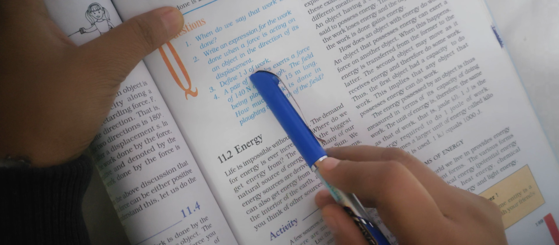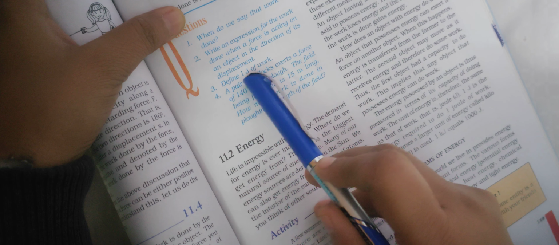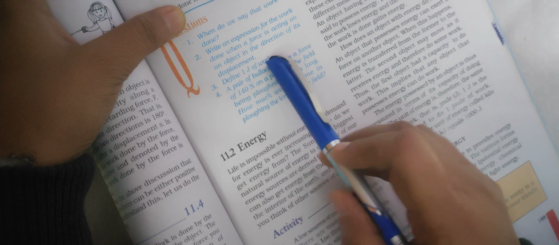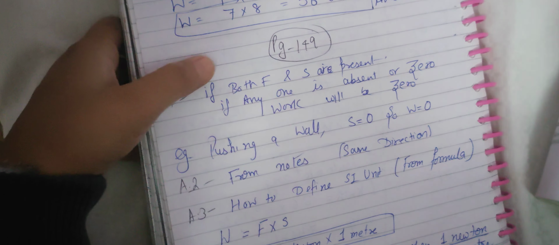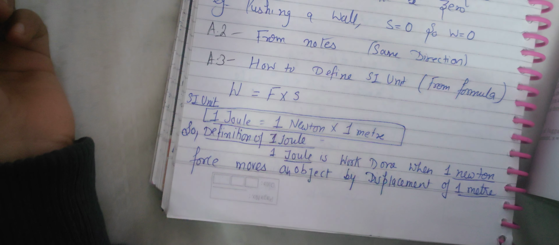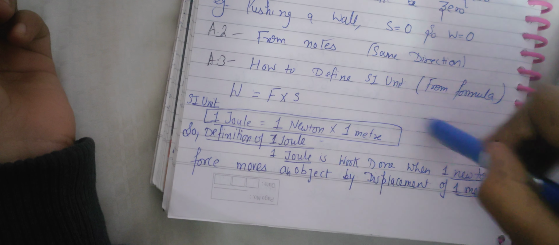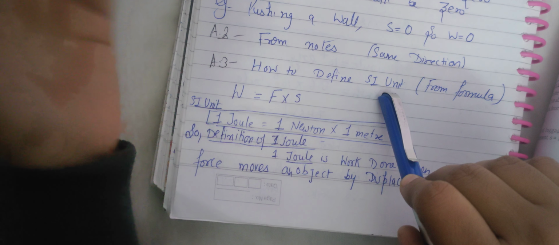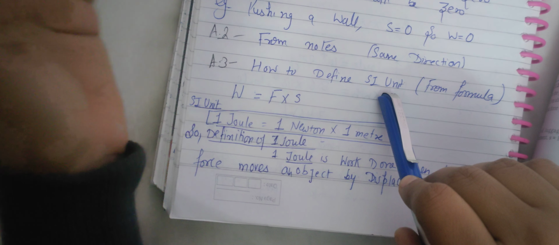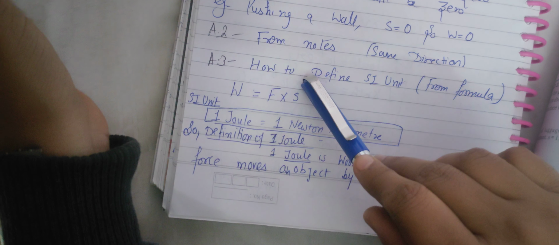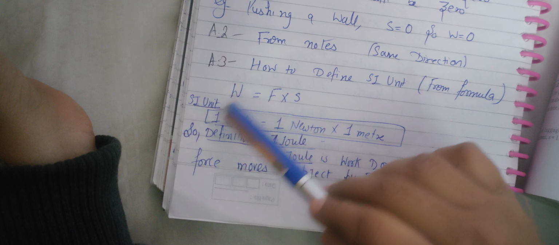How will you define 1 joule of work? What is 1 joule? It is a unit of work. Work is equal to F into S. The unit of force is Newton. Now, how will they ask about any kind of unit? How will you define the unit? You have to write down the formula. They will ask 1 joule. How will you define joule? They are not asking you work, they are asking you the unit. Define the SI unit. First write down the formula, then write down the units.